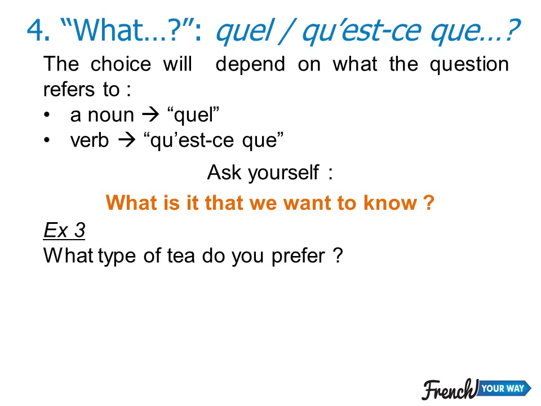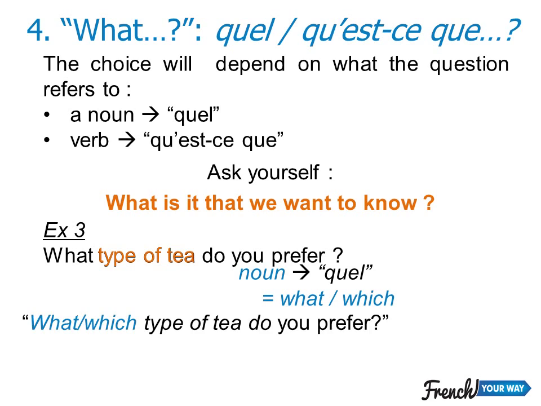Third example. What type of tea do you prefer? What is it that we want to know? We want to know what type of tea you prefer. Type of tea is a noun. This time you're going to use quel. To help you, quel can also sometimes be translated by which. What type of tea do you prefer? Like, which type of tea do you prefer? That works. The answer, quel type de thé tu préfères?